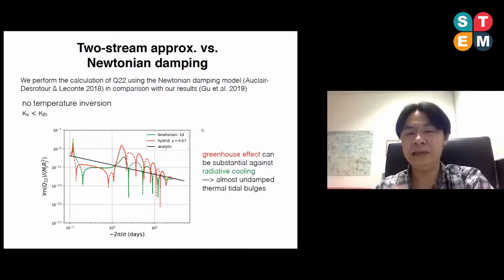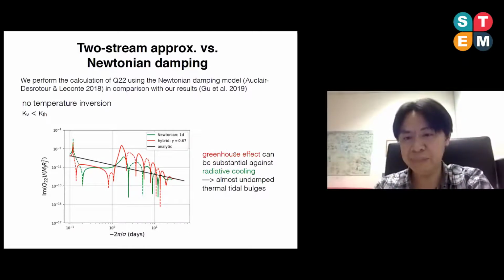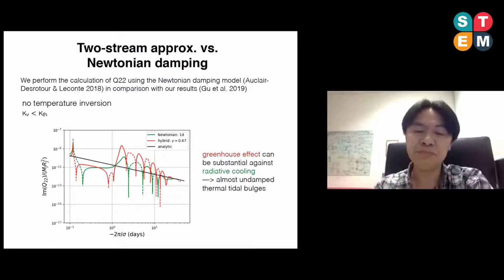So the take-home message from our work is that the greenhouse effect can be substantial against radiative cooling, and therefore leads to an almost undamped thermal tidal bulge.